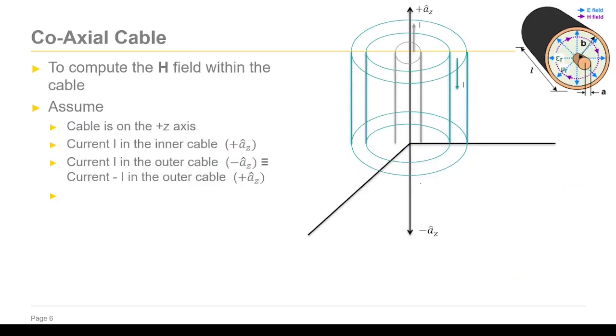We further assume that the coaxial cable is placed on the z-axis and the inner conductor carries a current I in the positive z direction. Naturally, the outer conductor would conduct the same current I in the opposite direction, that is the negative z direction. This may also be considered as a current negative I in the positive z direction.